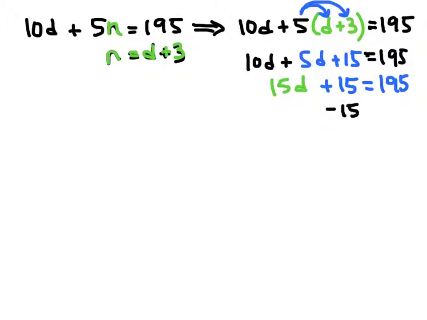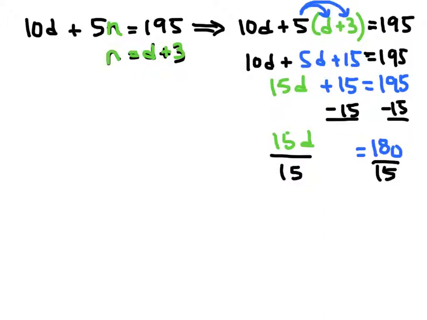Subtracting 15 from both sides, I get 15d equals 180. And finally, dividing both sides by 15, I will get d equals 180 divided by 15 equals 12. So that tells me right here that there are 12 dimes.